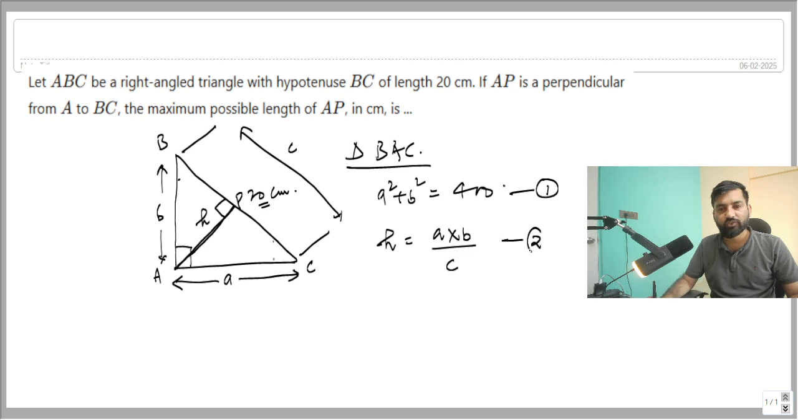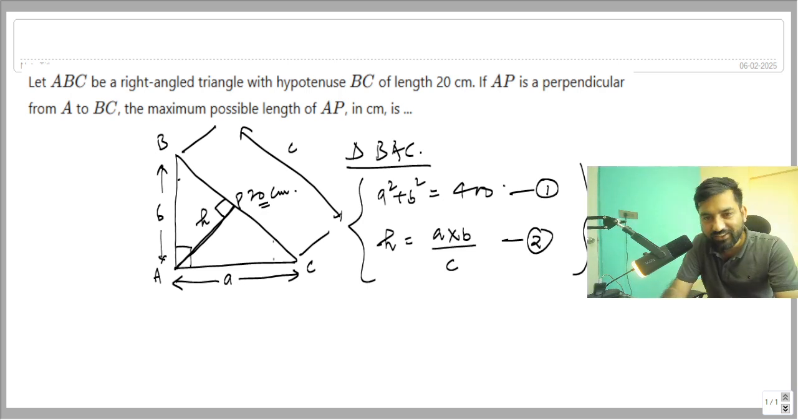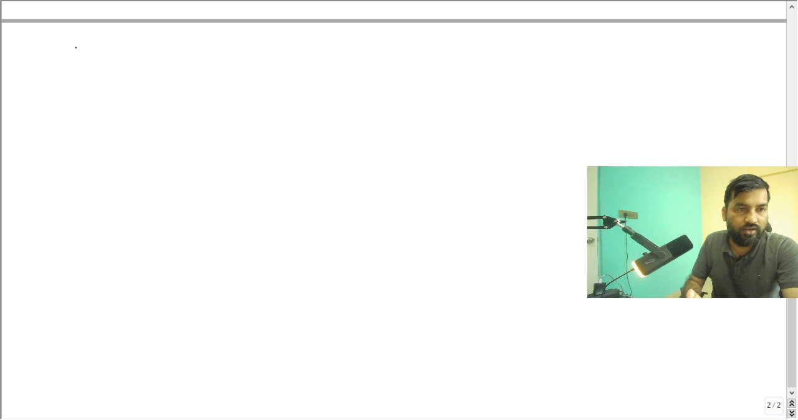So you have two equations. Now if you know a and b, then you can easily find the maximum value of H, the maximum possible length of AP in centimeters. But you don't know a and b. Now, how do we decide the maximum possible value of a and b? Let me tell you one very important concept. Remember this, I'm just giving you the hint.